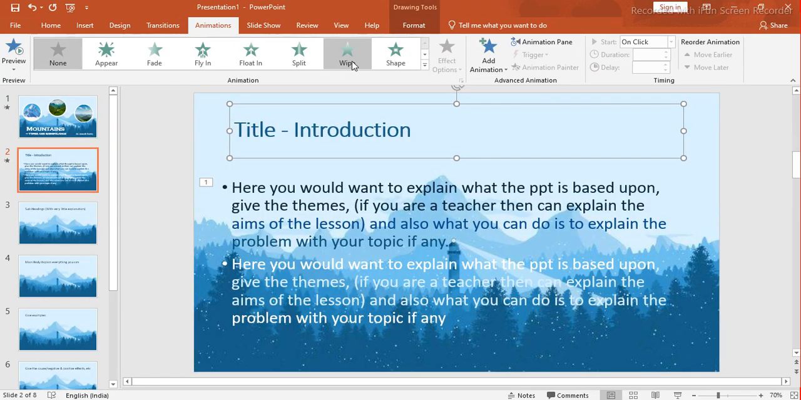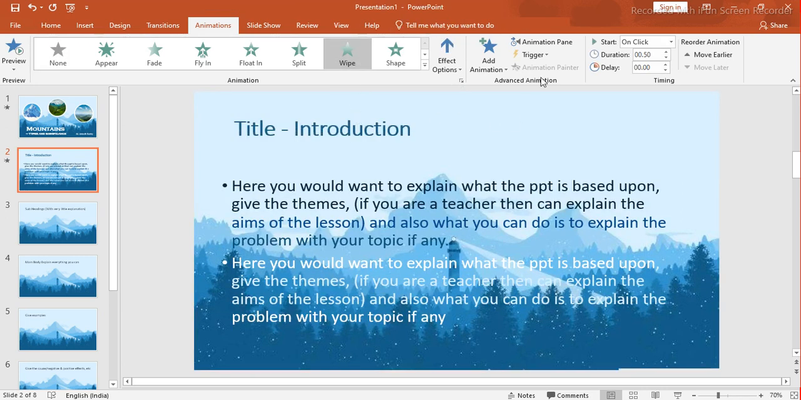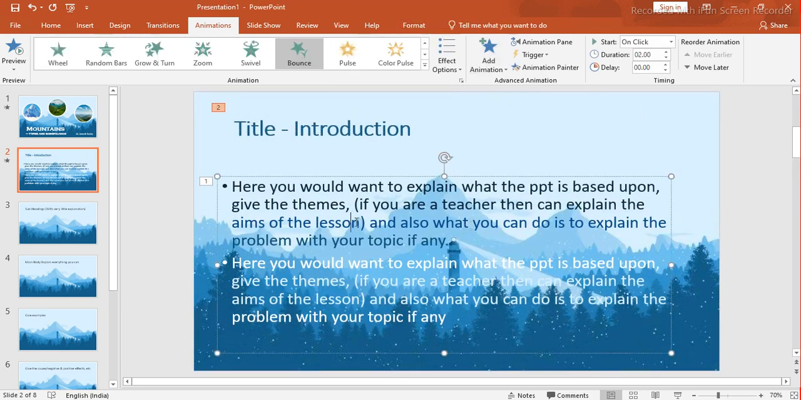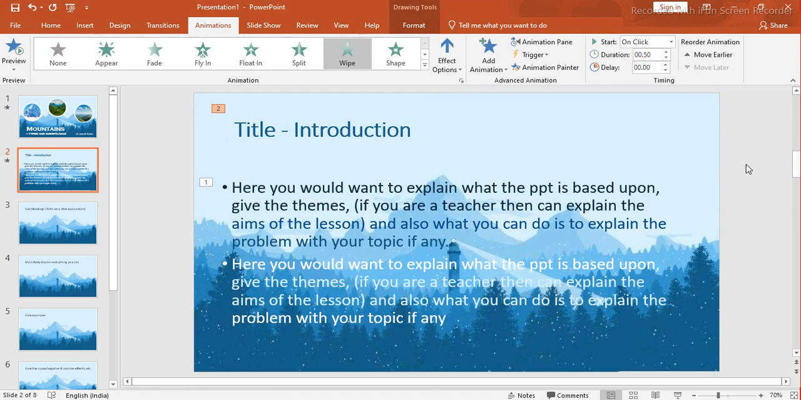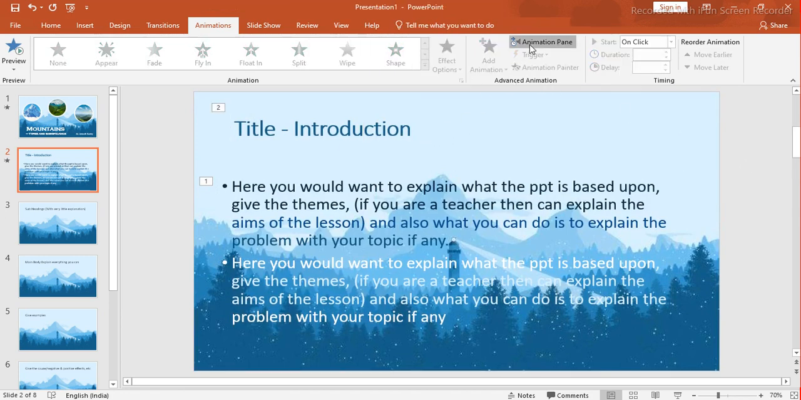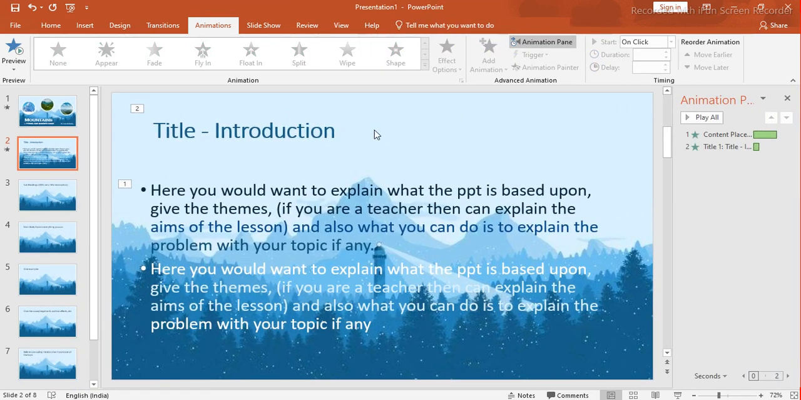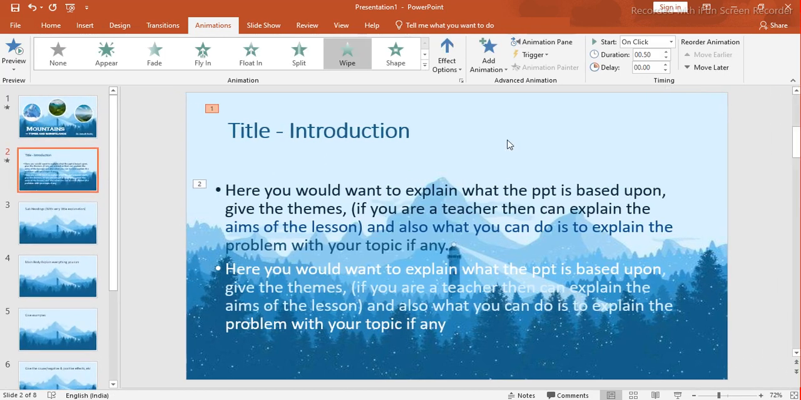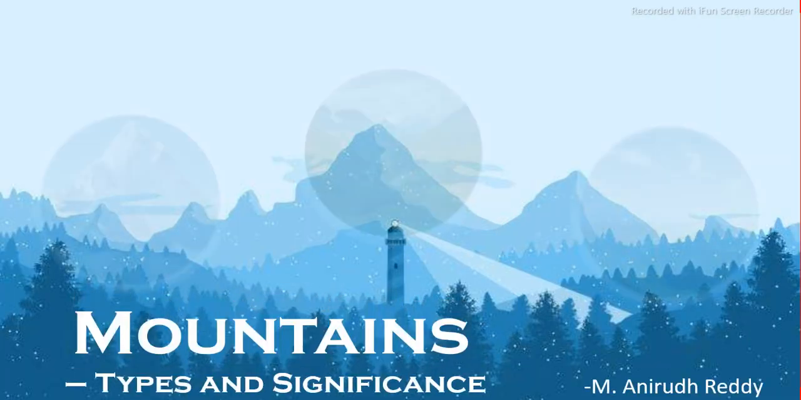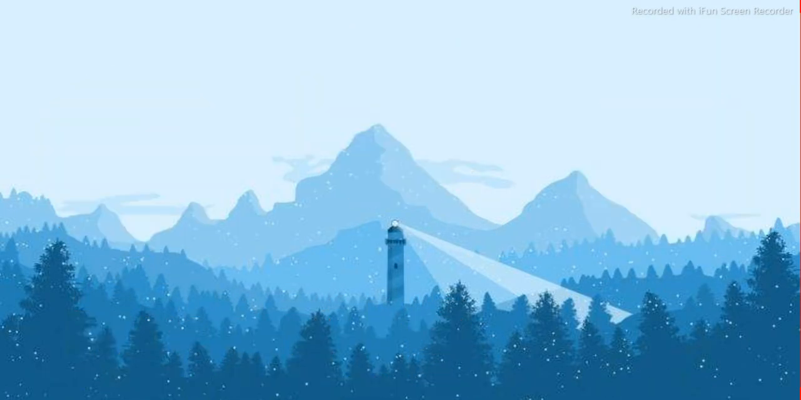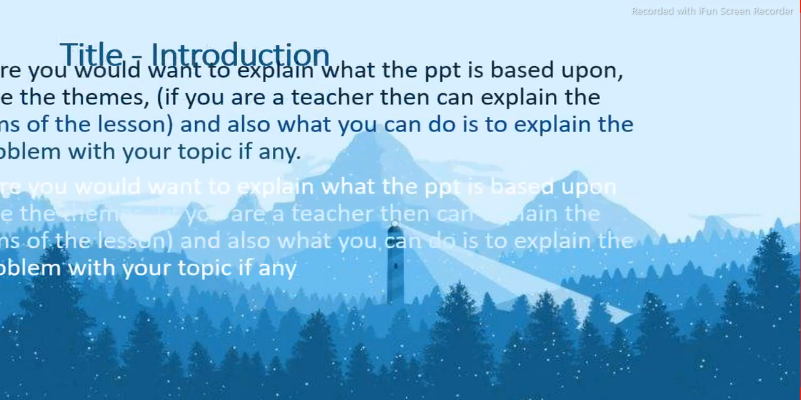And then you can add a wipe animation to this one, and as you might have seen, I have added this first and this last. So what I can do is go to animation pane by selecting the slide and move this upwards. So now if you see, the title should technically come at first. There we go.